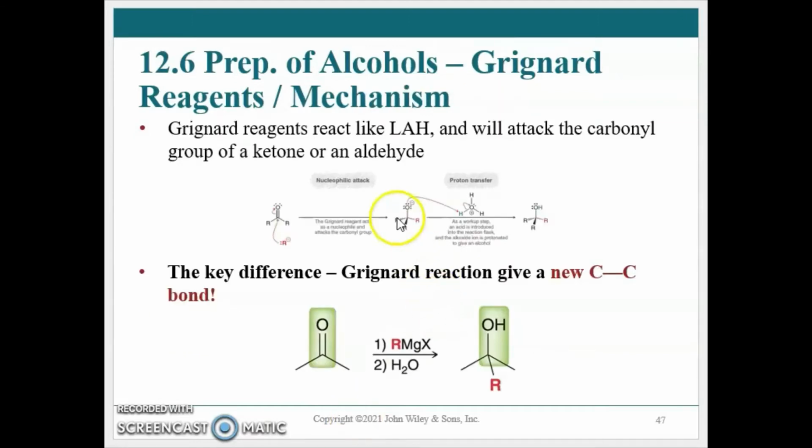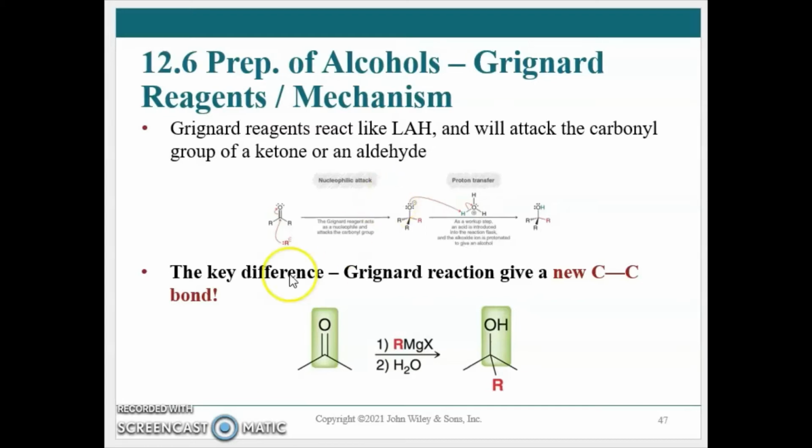So if you're in my lab section this semester, we will prepare a Grignard reagent. We'll prepare phenylmagnesium bromide, and we will use that in the prep of triphenylmethanol.